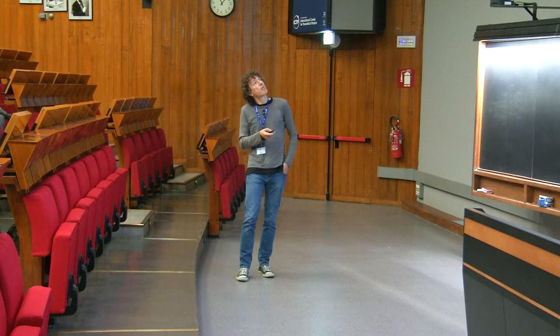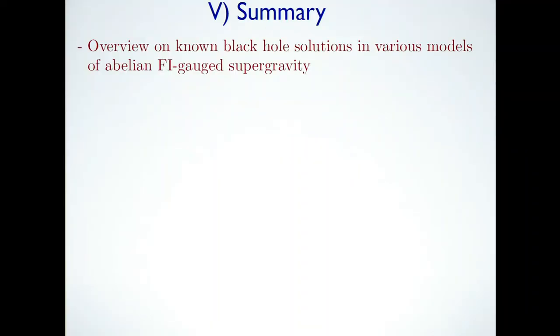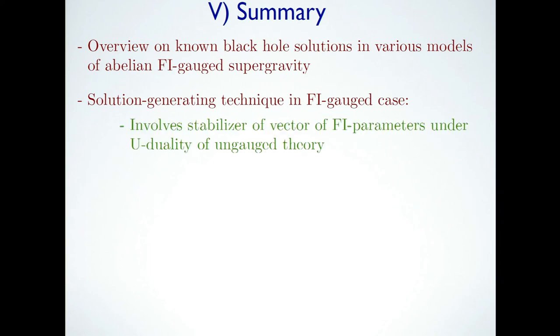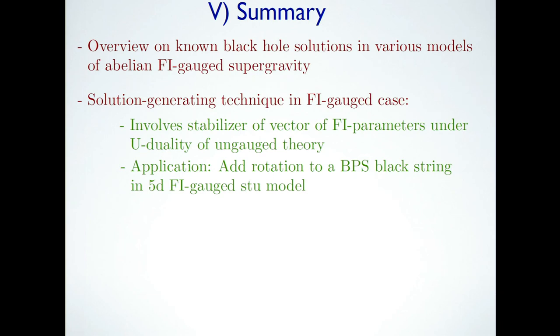Okay, let me come to the summary. In the first part, I gave you an overview of known black hole solutions in various models of abelian FI gauged supergravity and showed you for which class a microstate computation is available. And then I introduced this solution generating technique, still in the FI gauged case. And this involved the stabilizer of the vector of FI parameters under the U-duality of the ungauged theory. And as an application, I showed you how to add rotation to a BPS black string in the five-dimensional FI gauged STU model.